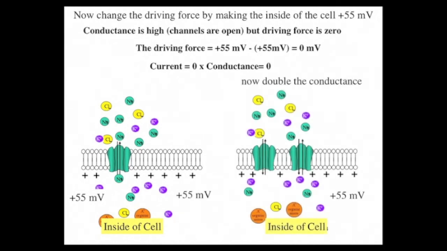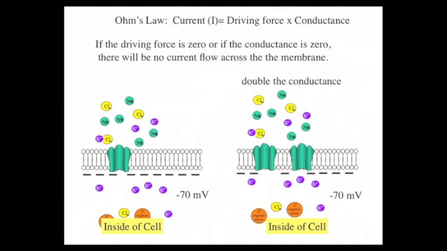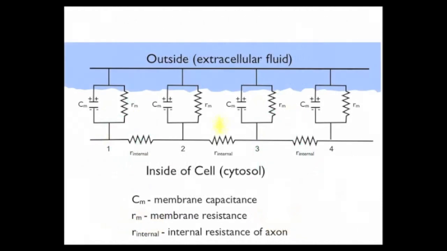And I can double the conductance. It makes no difference. The driving force is still 0. There will be 2 in and 2 out, one through each channel, but there will be no net flow of current. That's all it means. So the current equals the driving force times the conductance. And if the driving force is zero or the conductance is zero, there will be no current flowing across the membrane.